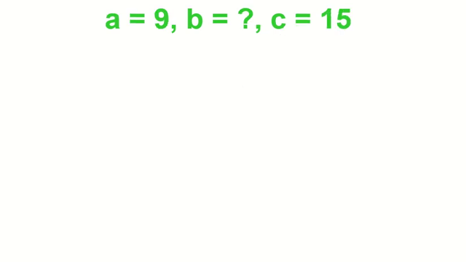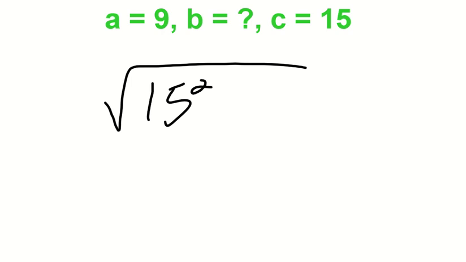Let's try one more. Find B. Ryder? 12's correct. B is a leg. A and B are legs. C is the hypotenuse. So since we're trying to find the leg, we're going to be subtracting: square root of 15 squared minus 9 squared. And that gives us 12.